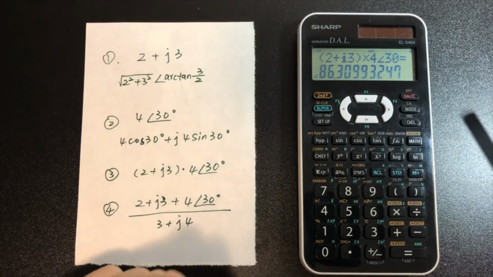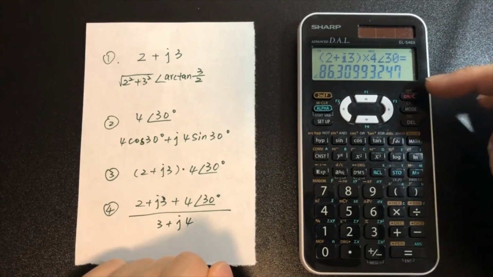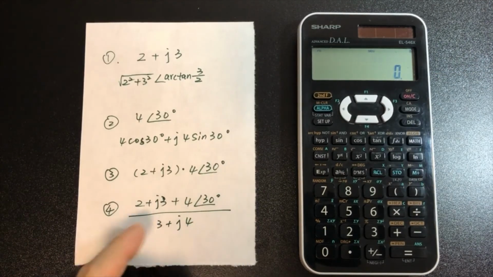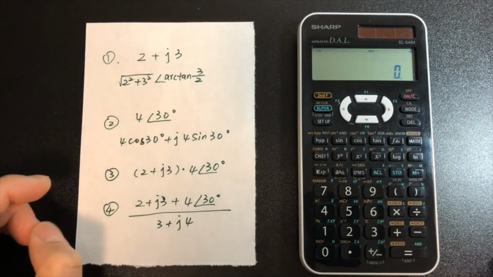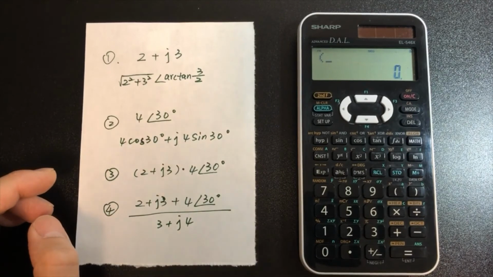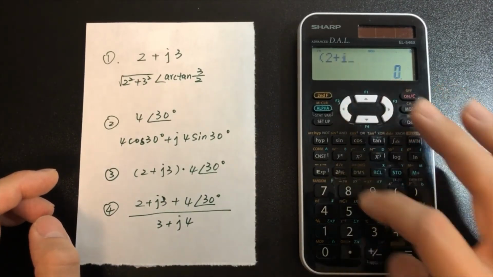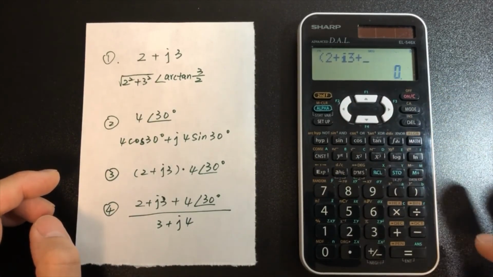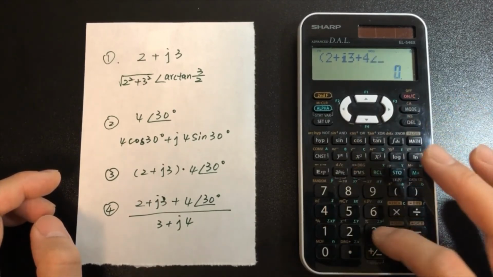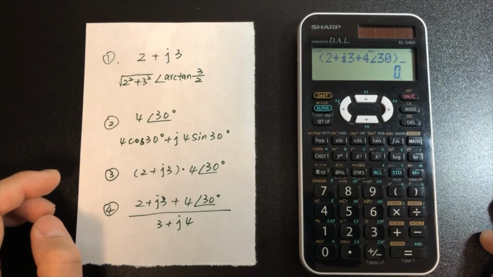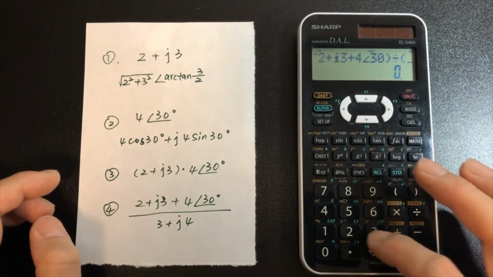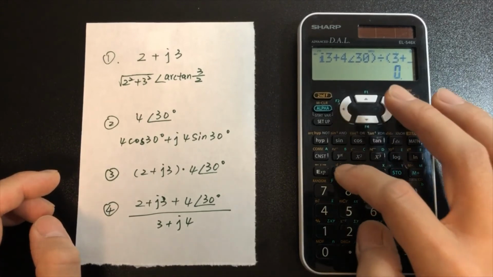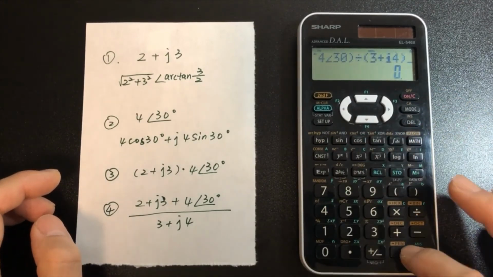Right? Now let's see the last example. Let's clear everything. So this is slightly more complicated, but to use this calculator, it's very easy to do this. Right? You start from bracket, you type in 2 plus j3 plus 4 angle 30 degree and close bracket, and divide bracket 3 plus j4, close bracket, enter.